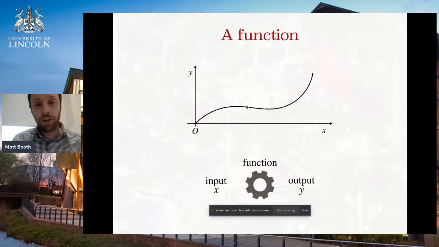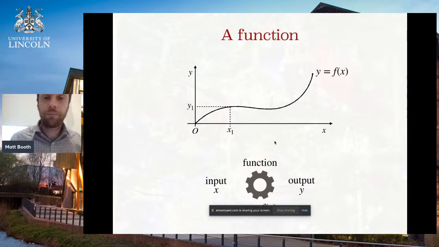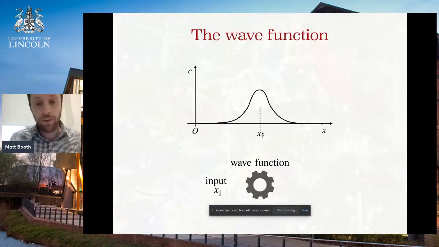So what we're doing is we're just taking some input, say x1, and this function tells us what the output will be. So we input some variable x1, and we have some output y1. That's what a function does. It takes some input, and in mathematics we say it maps it to some output y. So going back to the wave function then, the input will be some position, for example. We say we're going to look at the value of the wave function at this position here, and the output will be some number c. So this curve is the wave function.